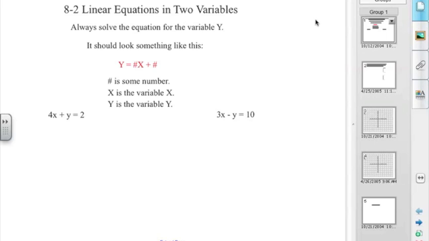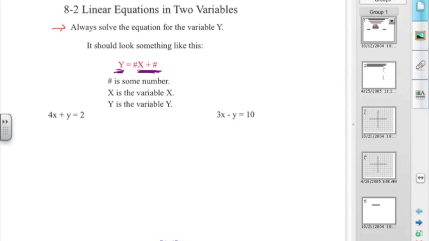One thing that's very important, that's helpful now, but will be required in two sections from now, is to always solve the equation for the variable y. So we want the variable y on the left-hand side of the equal sign, and then everything else on the right-hand side of the equal sign. It should look something like this: y equals some number times x plus or minus some other number.